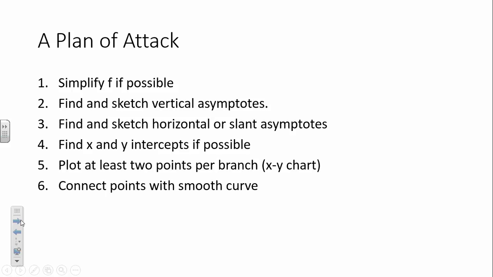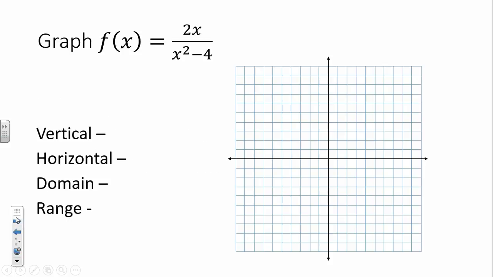All right, so here we go. We are to graph f of x equals 2x over x squared minus 4. So the first thing we try to do is simplify if possible. What will the denominator of that rational function factor into? x plus 2, x minus 2. Is there any way that either of those factors will cancel with 2x? Nope. So there's nothing to simplify.